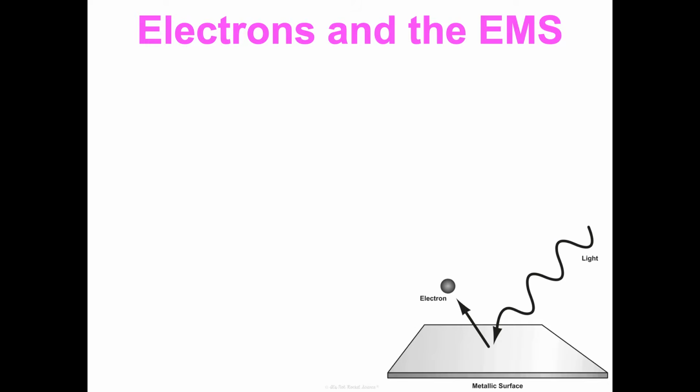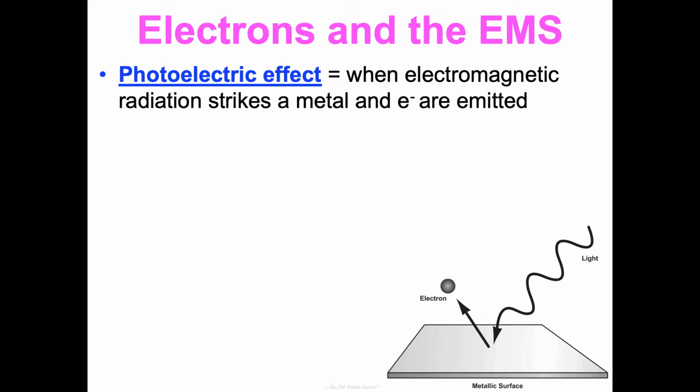All right, so let's talk more about electrons and this electromagnetic spectrum, or the EMS. So first, I want to tell you about the photoelectric effect. This is when electromagnetic radiation, so light, will strike a metal and then electrons are emitted from it. Now, a little bit of context here. I'm telling you this now because if you're wondering why this is being thrown at us out of left field, it's because when scientists observed this photoelectric effect, it helped them to realize that electrons aren't just waves. They're not just particles, they're not just waves.